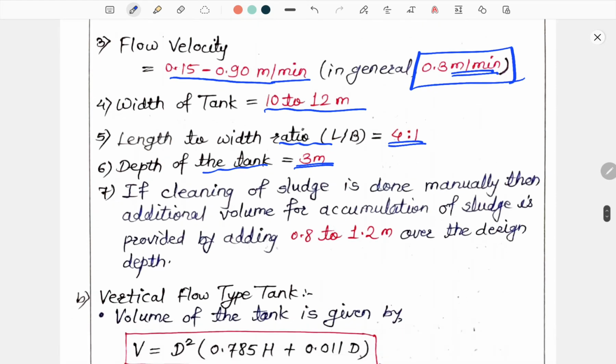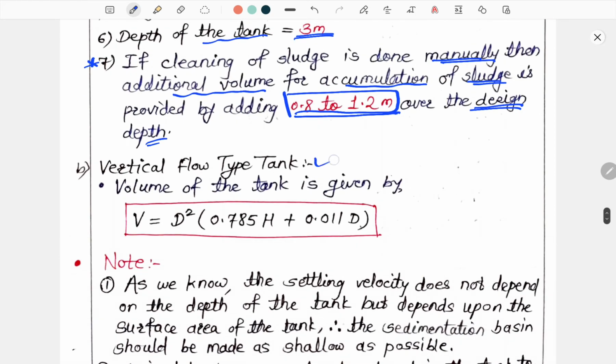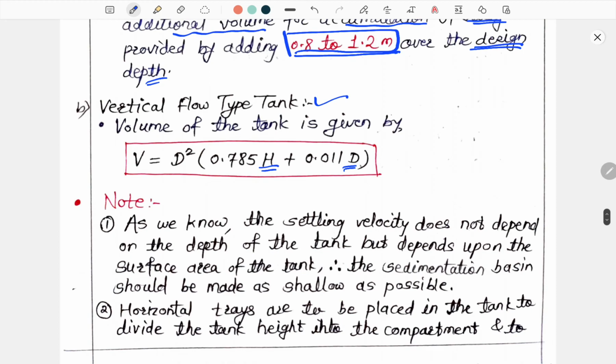Next important point is, if cleaning of sludge is done manually, then additional volume for accumulation of sludge is provided by adding 0.8 to 1.2 meter over the design depth. So remember this important point. Next one is vertical flow type tank. Volume of the vertical flow type tank is V is equal to capital D square into 0.785 H plus 0.011 D. Okay, this is the volume of the tank, where H is the height and D is the depth.